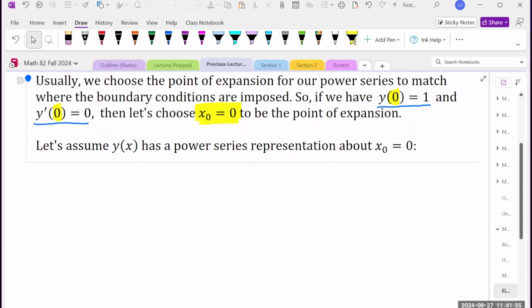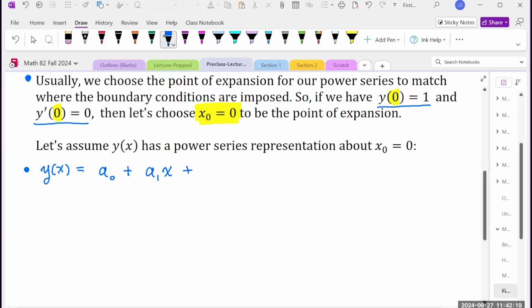How are we going to make use of this power series? Of course, we are assuming that the power series expansion is for a function that is analytic, so we can differentiate term by term. Writing out our solution as a power series in long form, we have a naught plus a1 x plus a2 x squared and so forth. And in summation form, we can write this as the sum as n goes from 0 to infinity of a sub n x to the n.